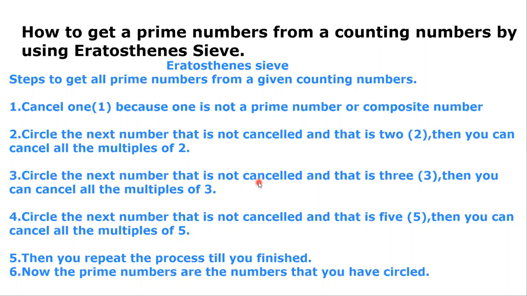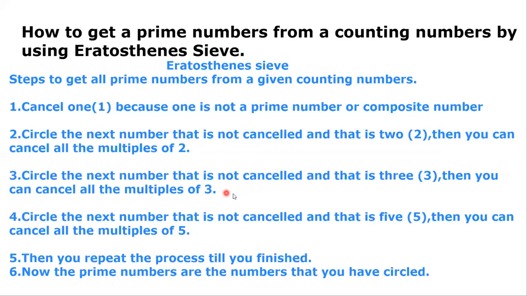After cancelling all the multiples of 2, you circle the next number, and that is 3, because 3 can never be a multiple of 2 to be cancelled. So you circle 3. After circling 3, you cancel all the multiples of 3. Are you okay? You cancel all the multiples of what? 3. Good.